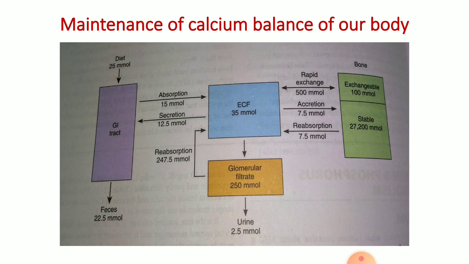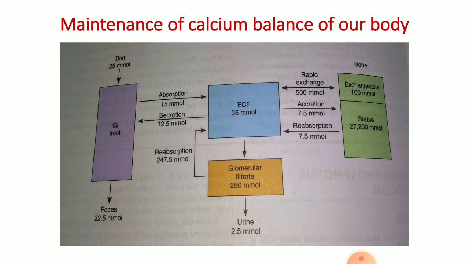Now this is almost the scenario of calcium balance in our body. These values, that is millimole, I have mentioned over here. It is the chart given in Ganong. You can depict this in milligram per dl unit also, which is given in different books like Guyton. But the scenario is all the same in every depiction. So this is the maintenance of calcium balance of our body.